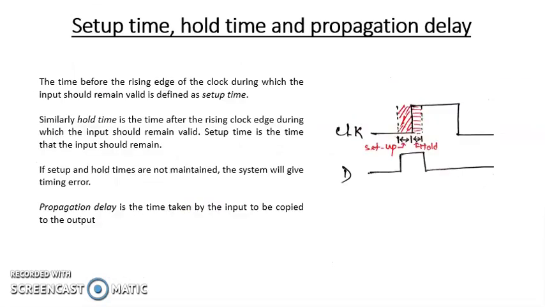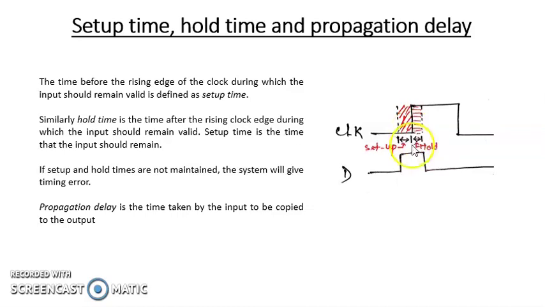Next, the timing relationship between the input and the clock is extremely important for correct operation of registers. In this reference, the setup and hold times are two important parameters. The setup time is defined as the time before the rising edge of the clock during which the input should remain valid. If we consider a positive edge triggered register, the register will be sensitive to the rising edge of the clock. So before the clock makes a transition from 0 to 1, the duration of time during which the signal should remain valid is known as the setup time. So this is the period during which input D should remain valid, and this is called the setup time.